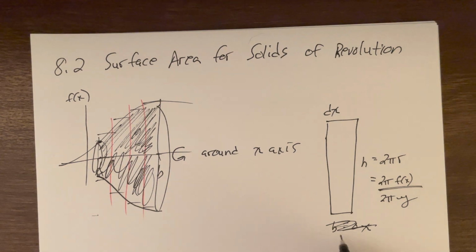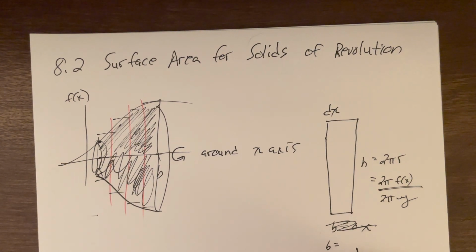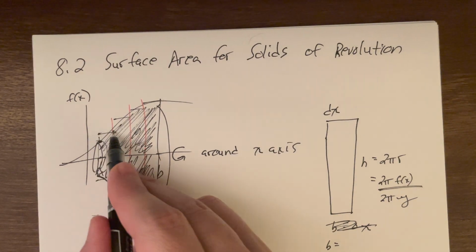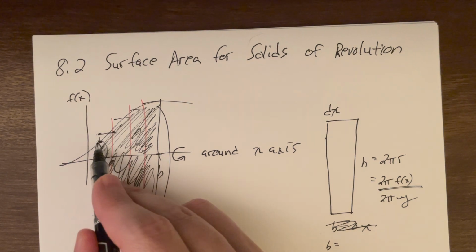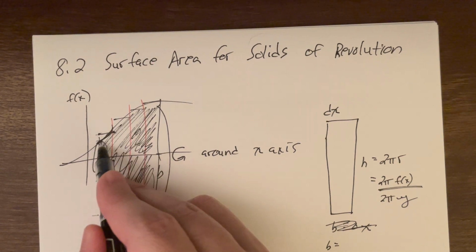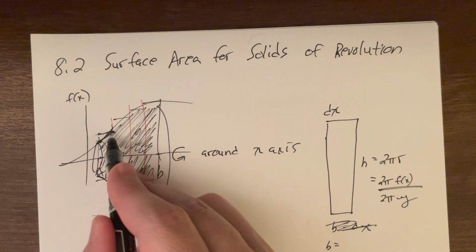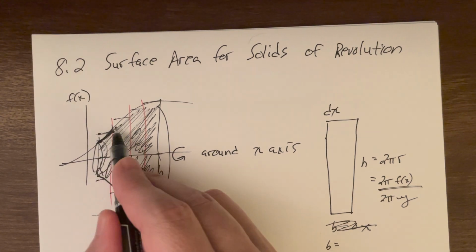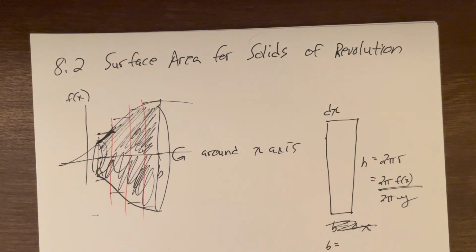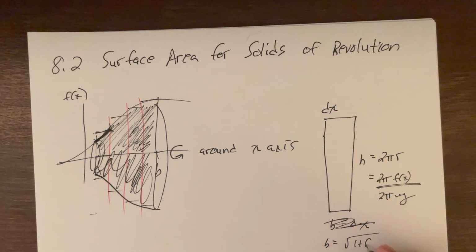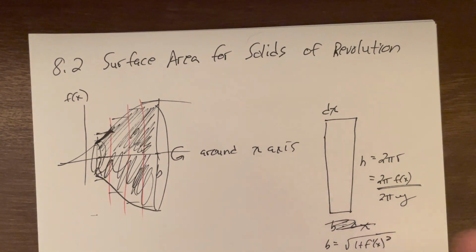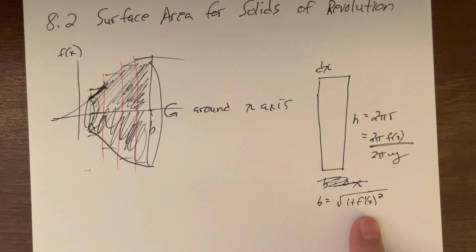The other piece, the base, I did that a little too quickly, everybody. The base would be this distance, but really it's this. As we cut it down more and more, it's not going to be straight. We're going to need this distance. This distance is the arc length. It is the length of curve. So we saw that in 8.1, and we put all of that together.